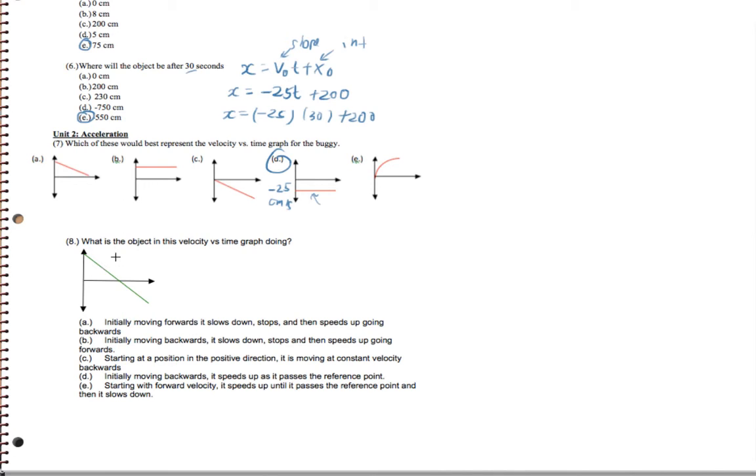Now here we have a velocity versus time graph and we want to know what the object's doing. So notice here we're going fast and forward. Here we're going fast and backwards. And here we're stopped. So what does this mean? It means initially we're moving forward, we slow down, we stop, and then we speed up going backwards. So it turns out choice A is the right choice.